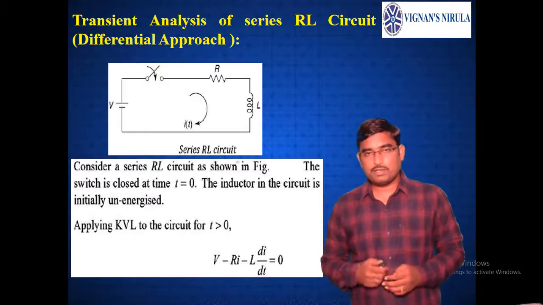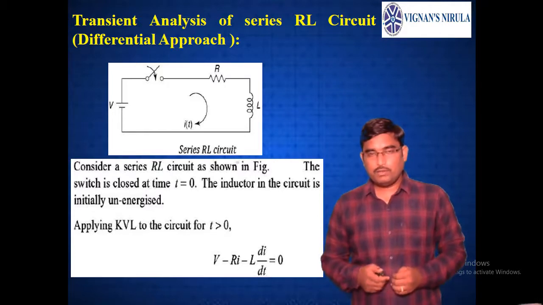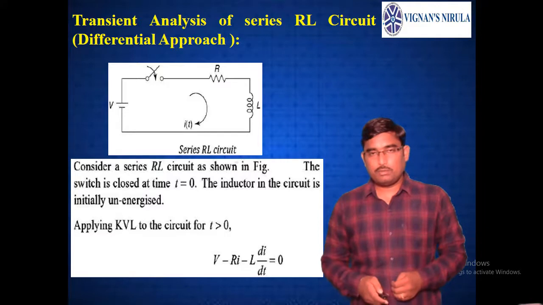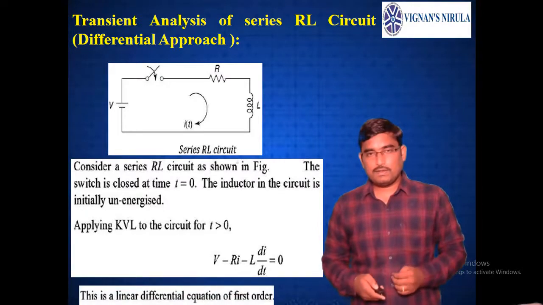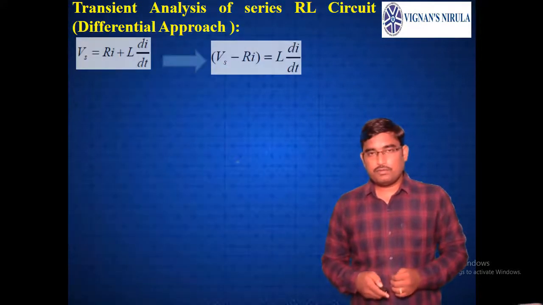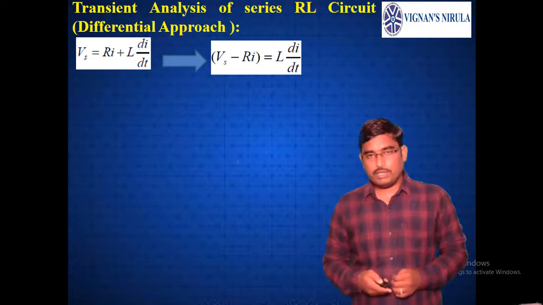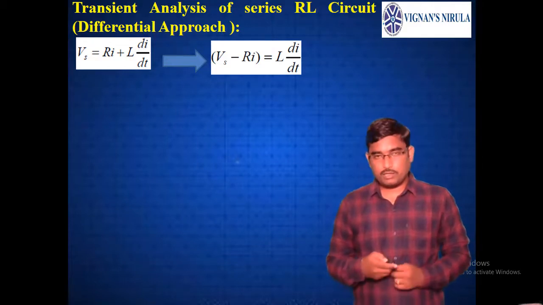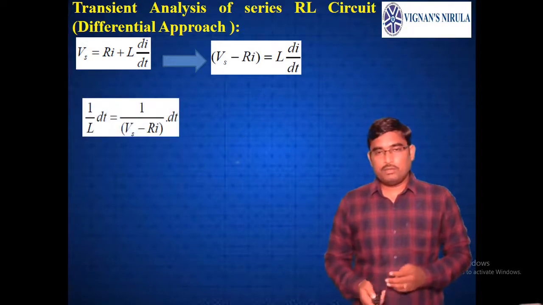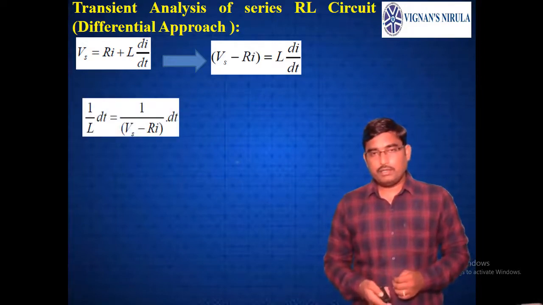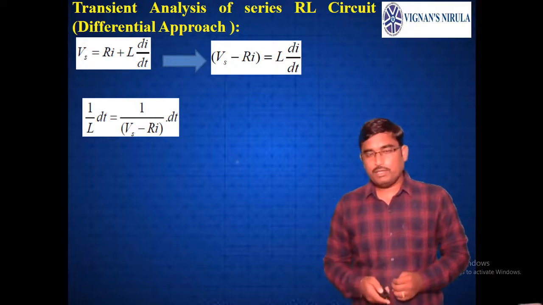Let us derive the expression for the response of i in the circuit. For that, first we need to apply KVL. Applying KVL gives V minus R into i minus L into di by dt equals 0. Of course, this is a linear differential equation of first order. From that we can write Vs equals R into i plus L into di by dt, which can be further modified to Vs minus R into i equals L into di by dt. Now you can rewrite that as 1 by L into dt equals 1 by (Vs minus R i) into di.